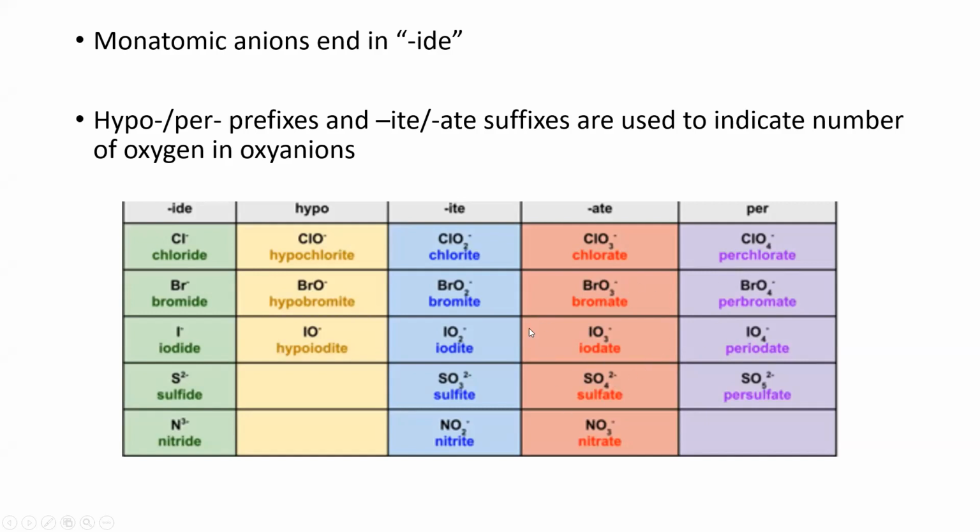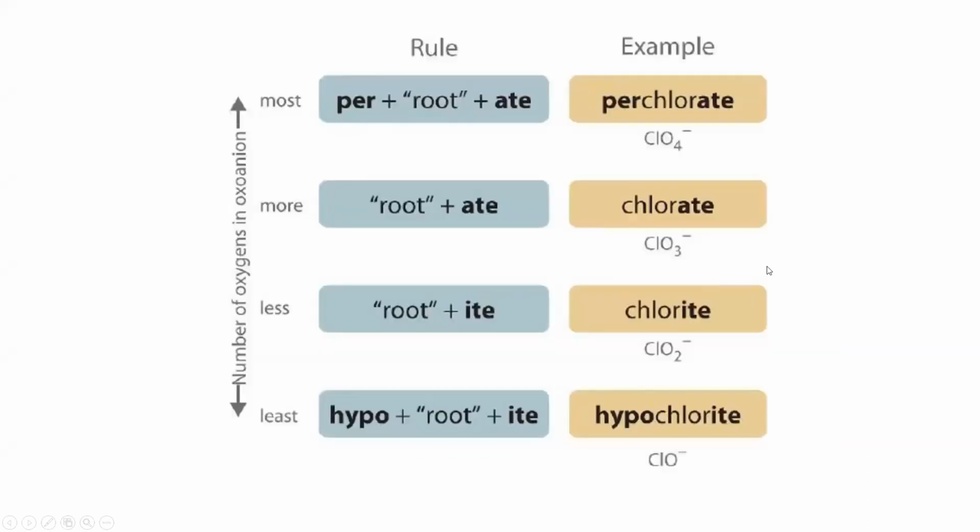But like I said, there's no set system, just because you can see sulfate has 4 oxygens, while the rest of the ATEs have 3. But if we do know one of them, we can use the system here to figure out what those other formulas are going to be. And that's what we're showing here.